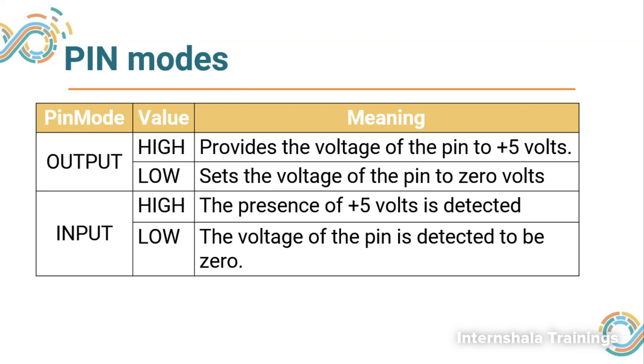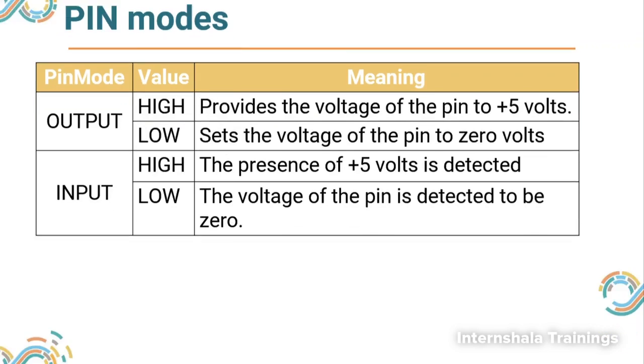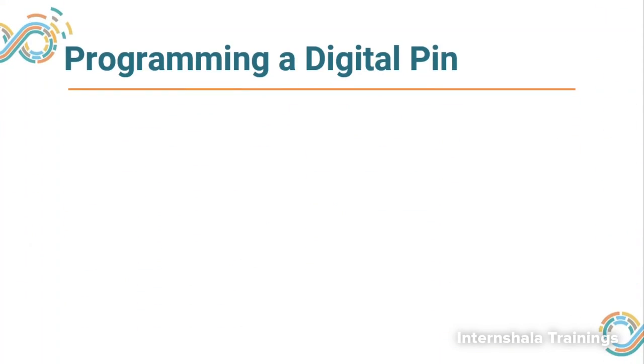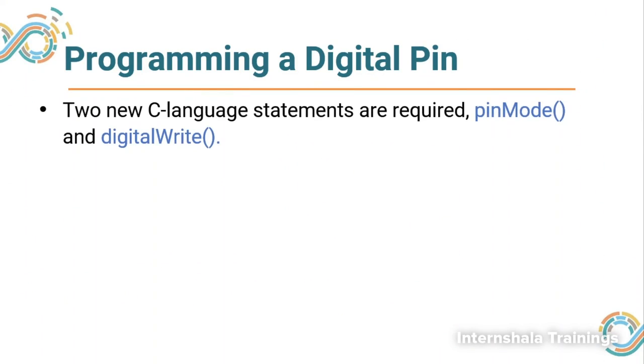In the input mode, we are reading or detecting the values from external components such as sensors. If the value is read as high, that means we are reading a 5 volt signal from the sensor, and if the value is read as low, that means we are reading a 0 volt signal from the sensor. How do we program these? So there are two main functions. One is pinMode and digitalWrite. There are more, we will discuss those in future videos.